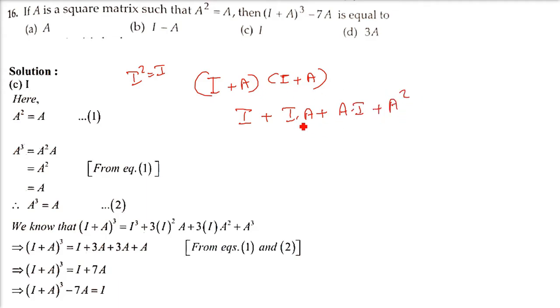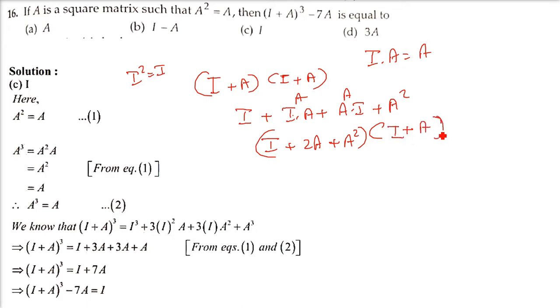So what do you see here? A into I is A only. Any matrix multiplied by the identity matrix will be the same matrix. So what do you get? This is A, this is A, this is I plus 2A. Now A square is already given in the question as A. Since it is already given that A square equals A, we have to multiply this whole thing again by I plus A. I am again saying, I plus A whole cube we are not going to use.